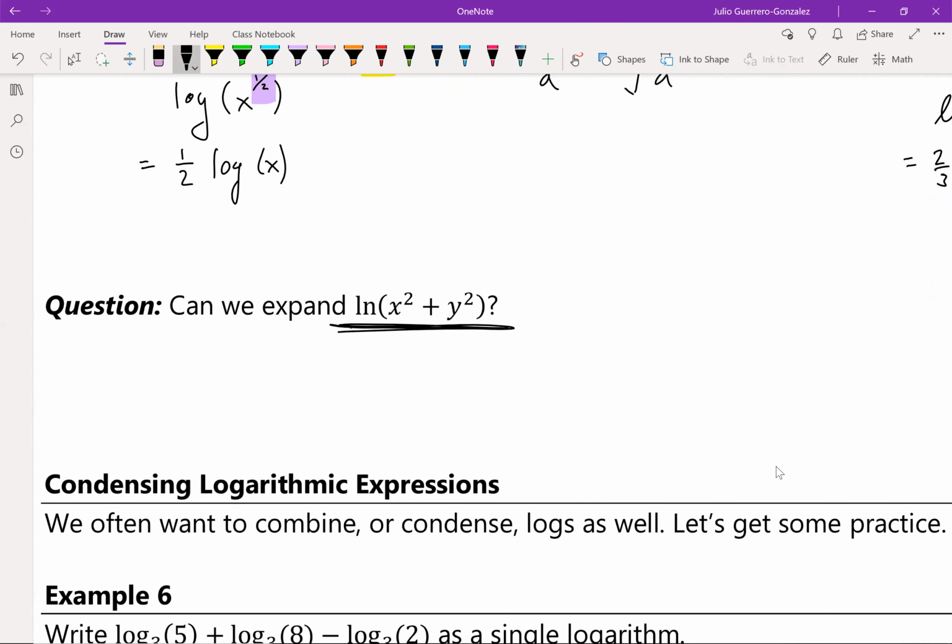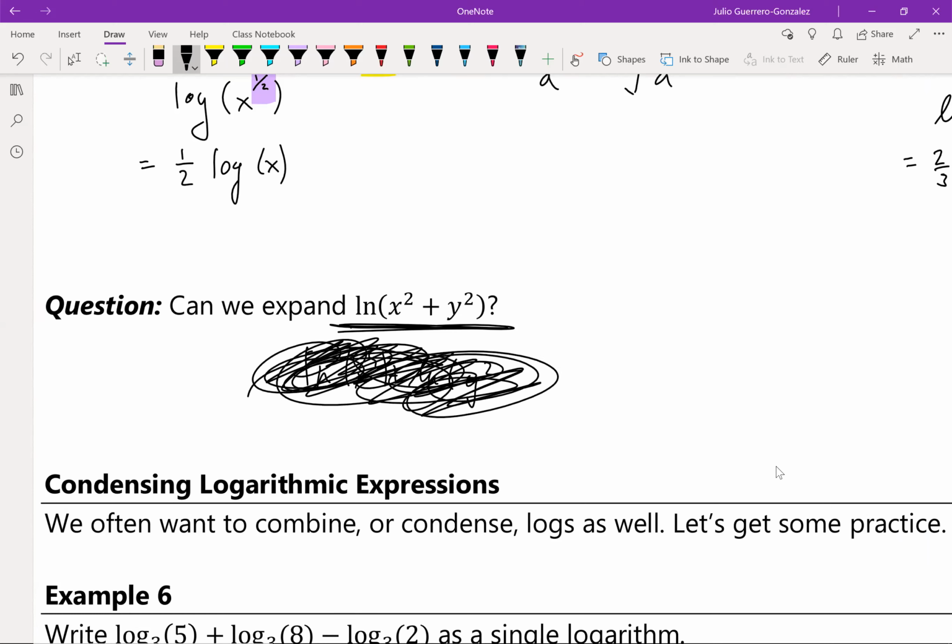Can we split that up? No. Really? So it's common for people to say, oh yeah, this is ln of x squared plus ln of y squared, right? No. Never, never, never. It's not even 2 ln x plus y. Nope.